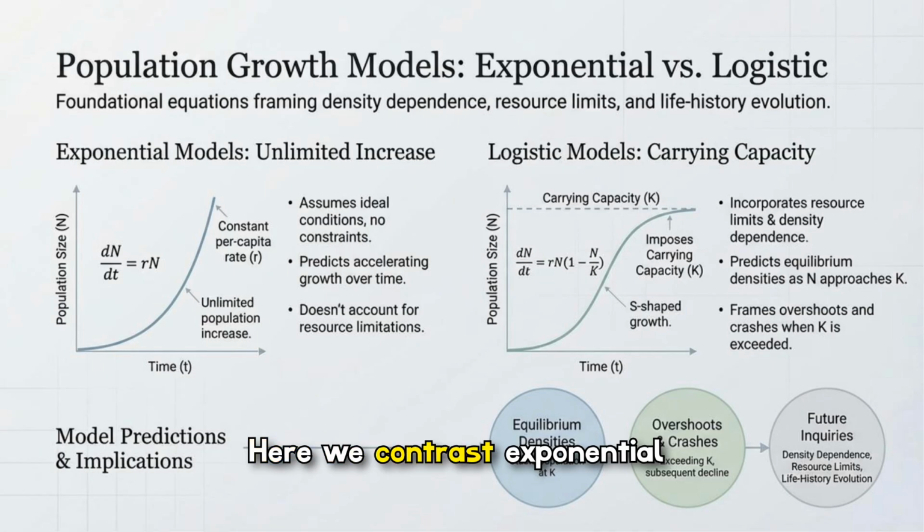Here, we contrast exponential and logistic population models, with exponential describing unlimited growth under ideal conditions, and logistic incorporating carrying capacity and density dependence. The takeaway is that real populations face resource limits, leading to equilibrium densities, possible overshoots and crashes, and important questions about life history evolution under changing constraints.